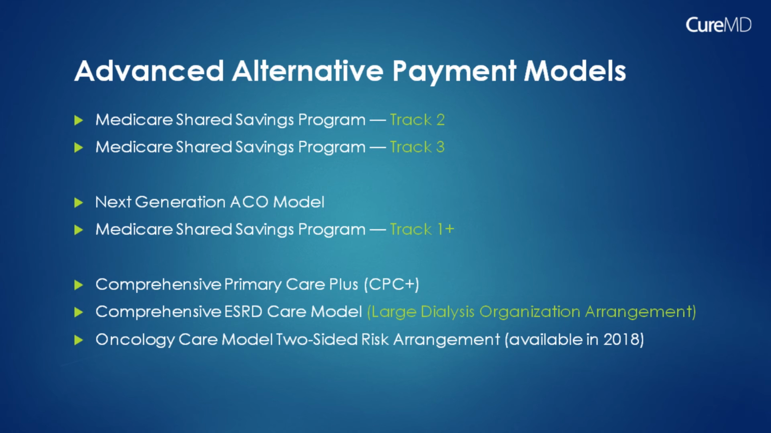Then we have a Next Generation ACO model, which has even higher risk that's taken up by the practice or the entity, but it has even higher bonuses. Then we have a new program called Medicare Shared Savings Program Track 1 Plus. This is intended for smaller practices to participate in, and what CMS has termed initially as virtual groups of practices. So you don't actually have to group together.